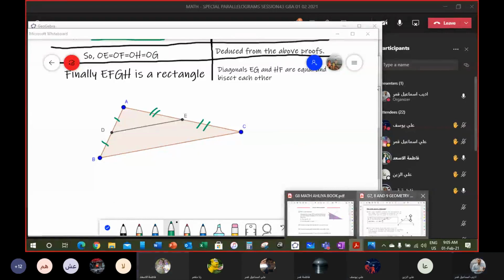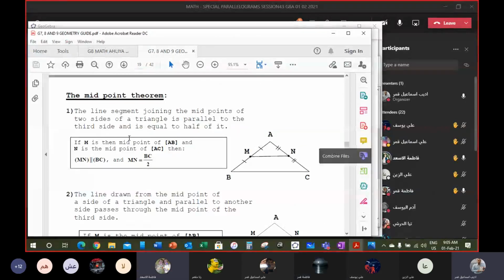Okay, this is the midpoint theorem. M is the midpoint of AB. N is the midpoint of AC. The line segment joining the midpoints of two sides of a triangle is parallel to the third side and is equal to half of it. So here we get line MN is parallel to line BC, and segment MN equals BC over 2.